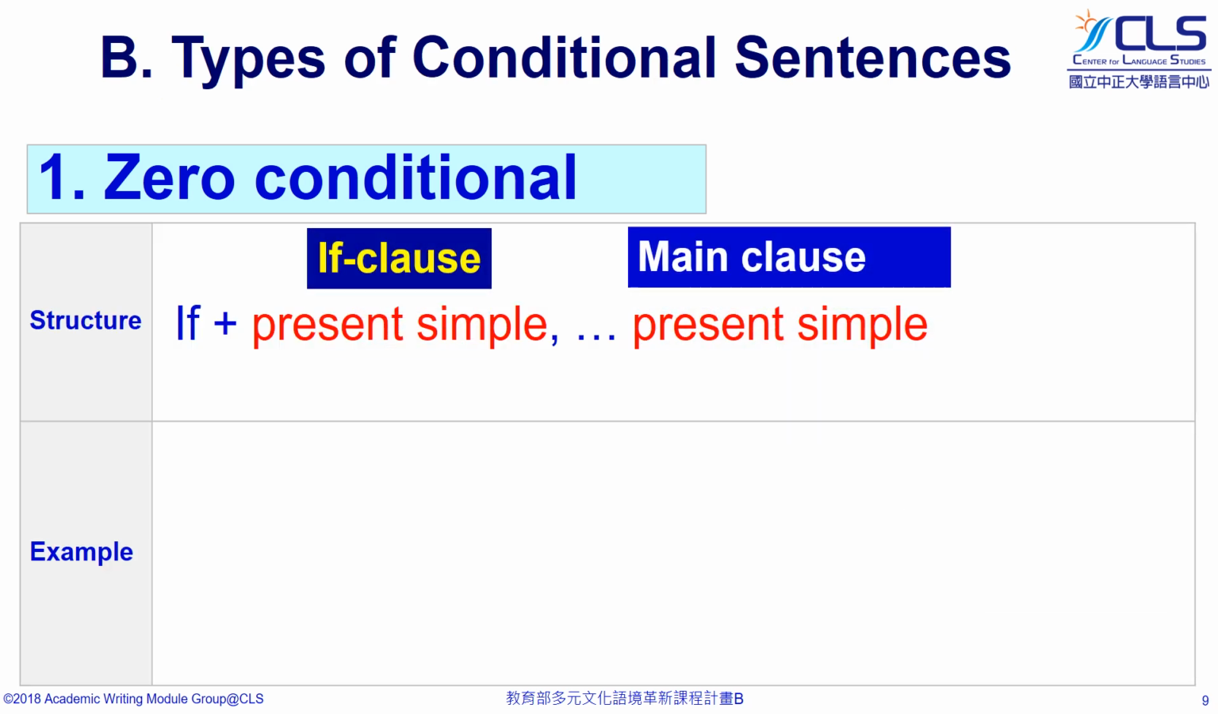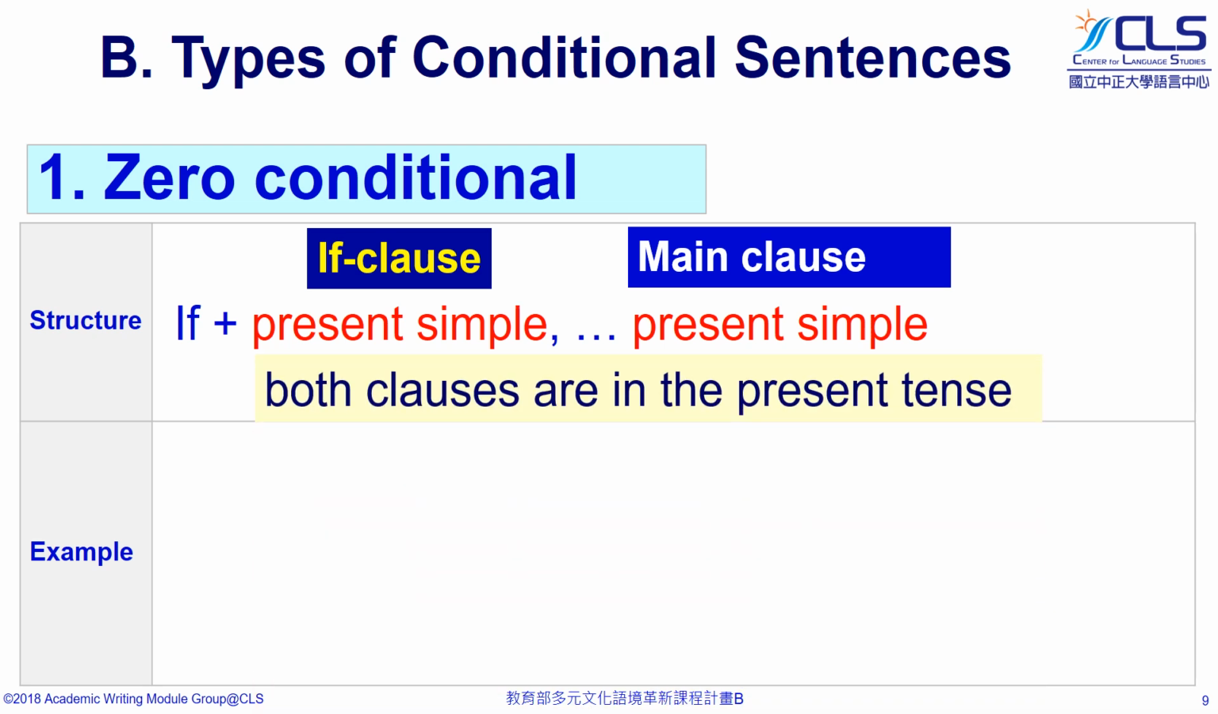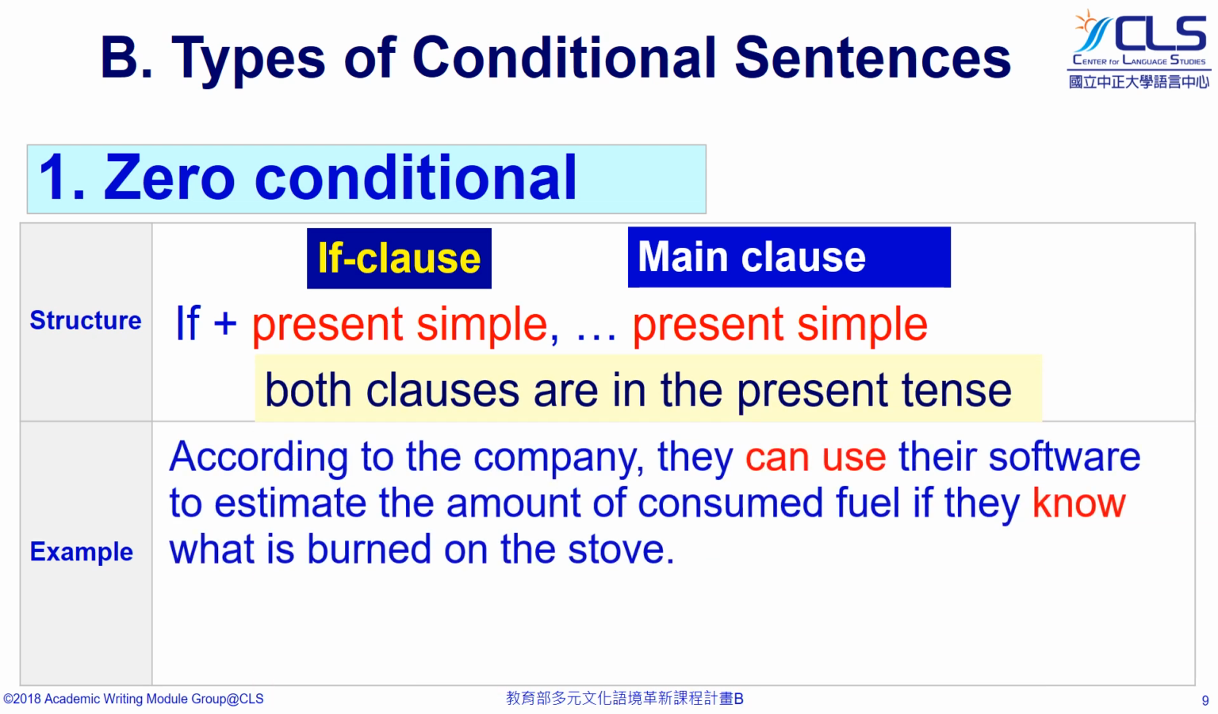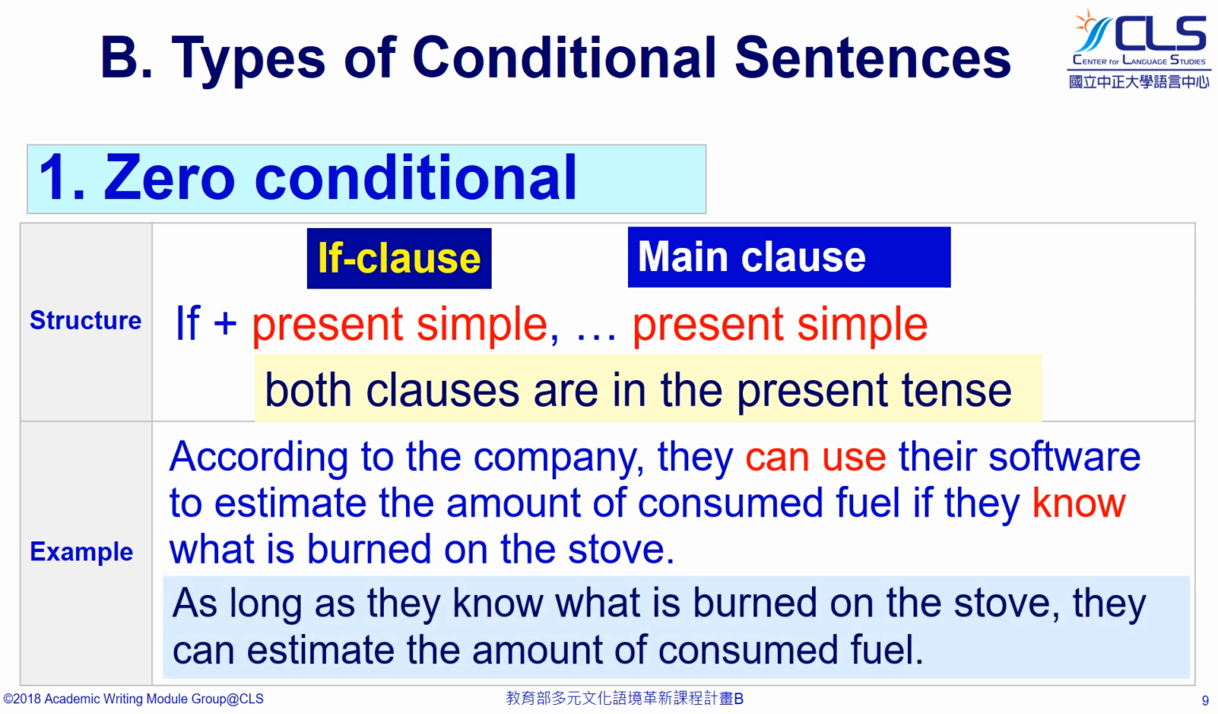Present simple tense is used in both the if clause and the main clause. As can be seen in the sentence, know is used in the if clause while can estimate is used in the main clause, and it means as long as they know what a stove is burning, they can estimate the amount of consumed fuel.